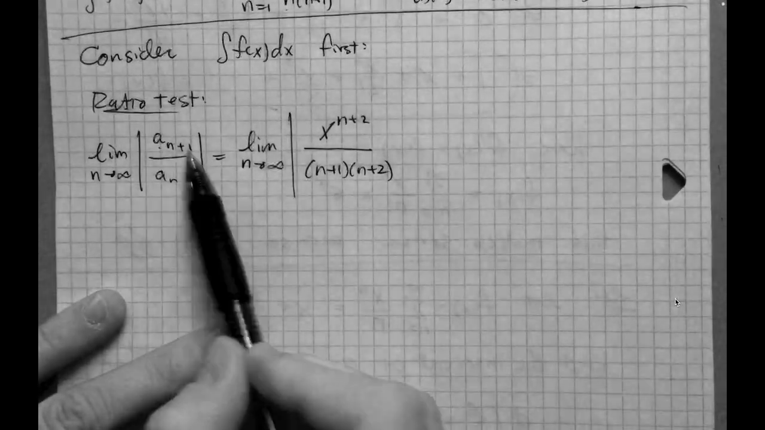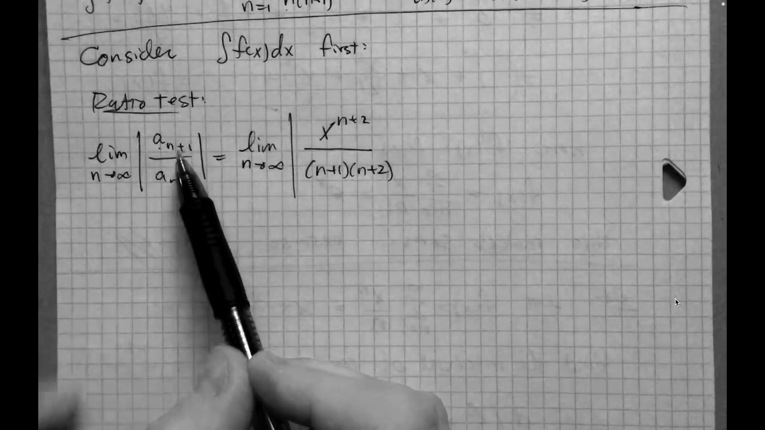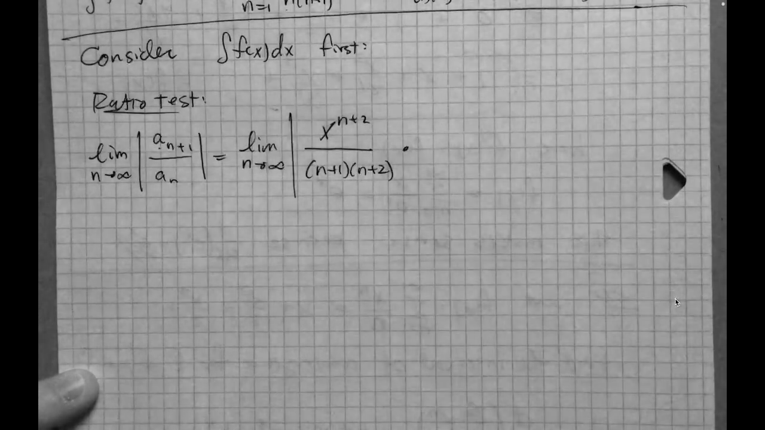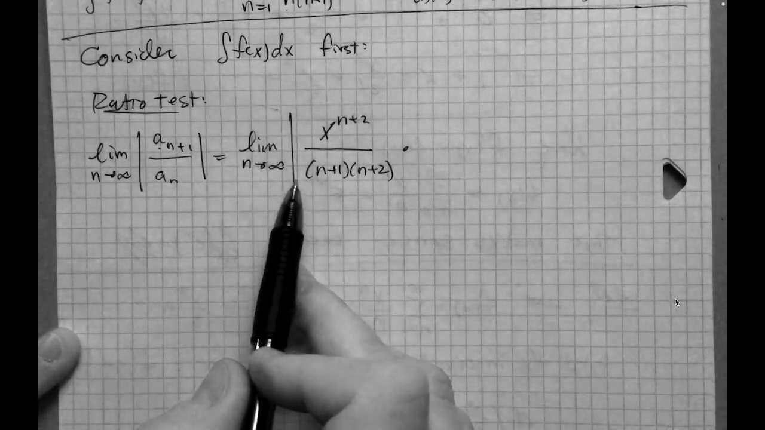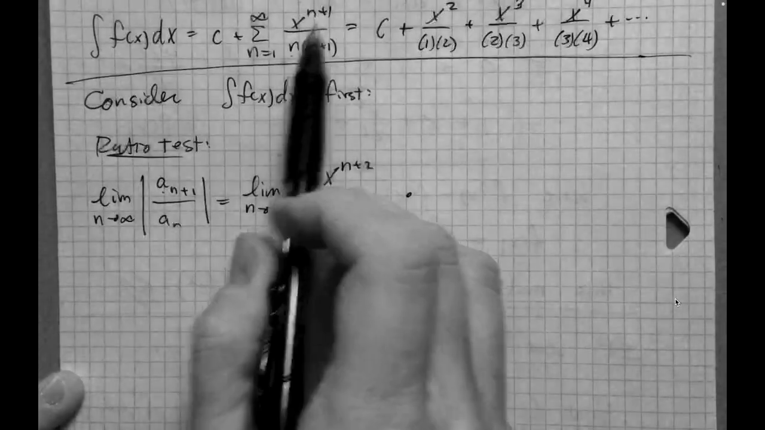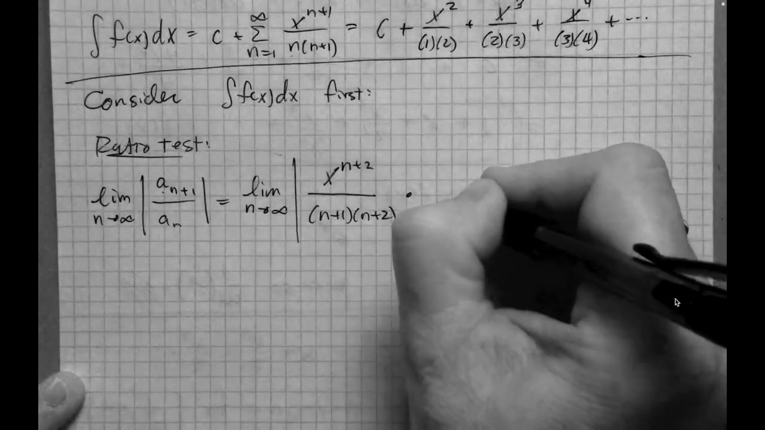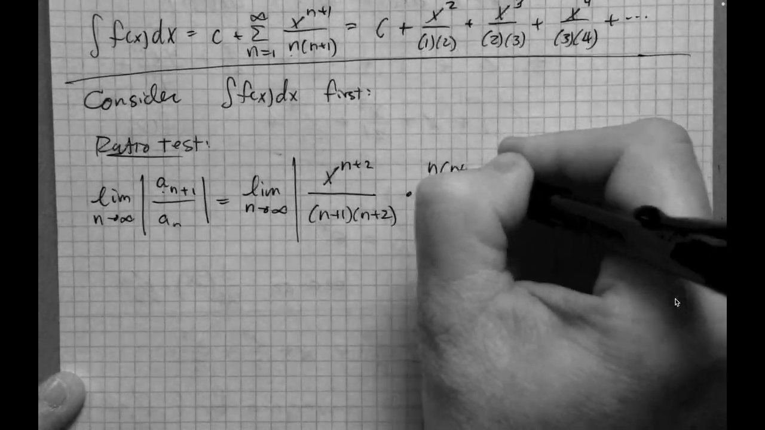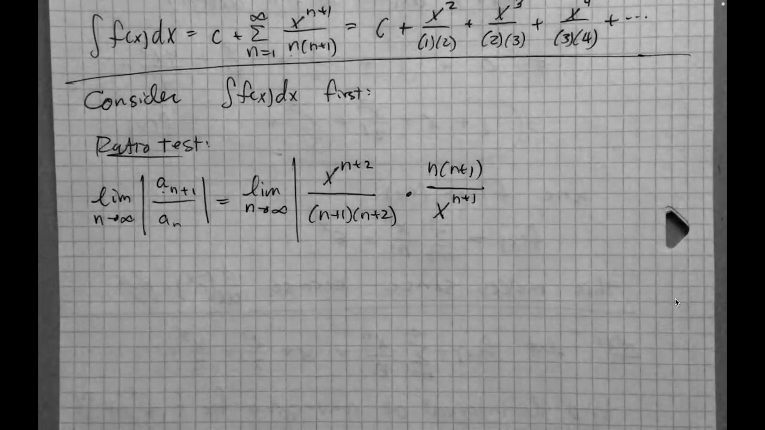So that would be a of n plus 1. And then again, I'm going to invert and multiply for the denominator so that I don't have to have that extra step in there. And it's just going to be the nth term, so it's basically this piece here. So it'll be x to the n plus 1 over n times n plus 1.